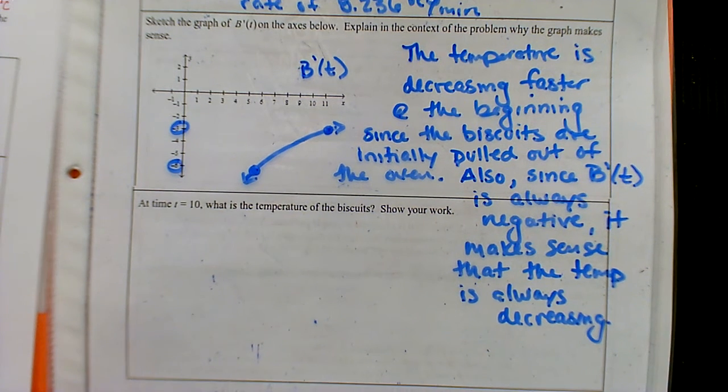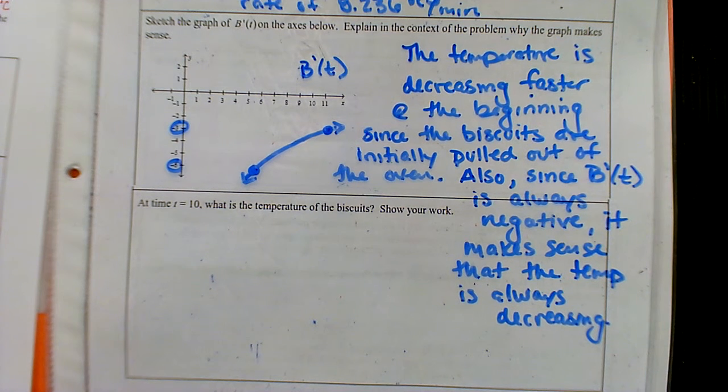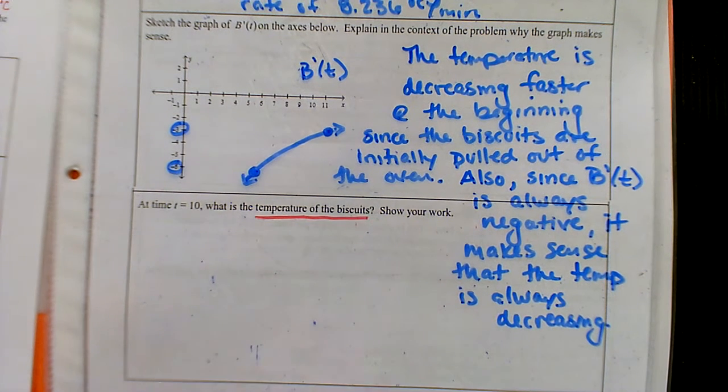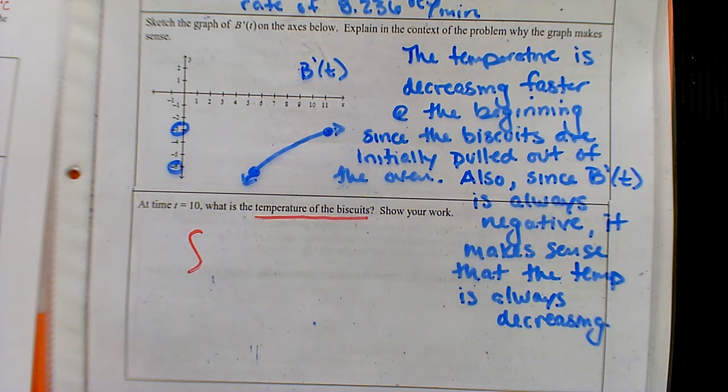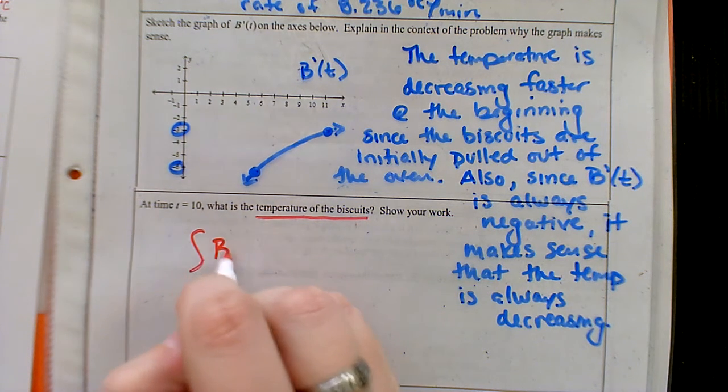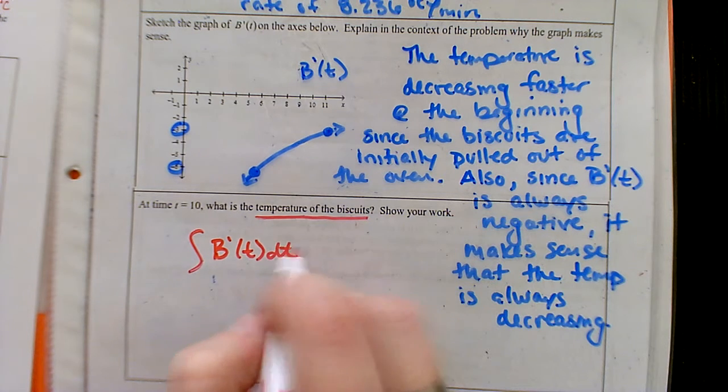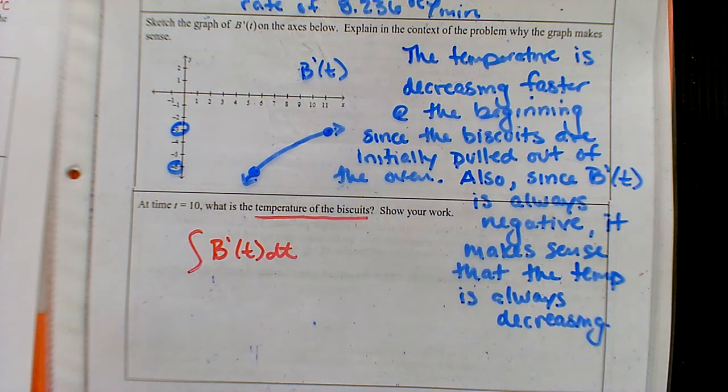Alright, let's go ahead and try one more, the last one. At time 10, what is the temperature of the biscuits? What do you want to try? Integral. We're going to work backwards. They give us a rate. We need to work backwards. They give us the rate of change of temperature. We need to work backwards to actually figure out just temperature. So we're going to integrate that B prime of t equation.